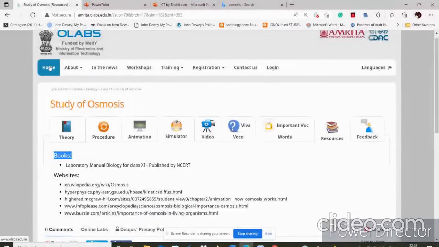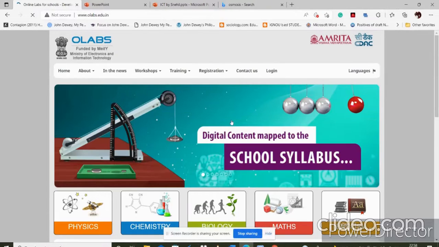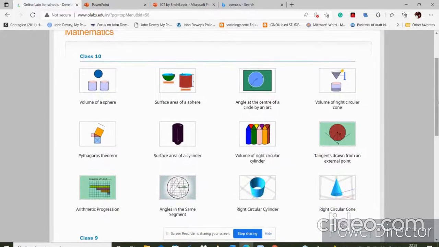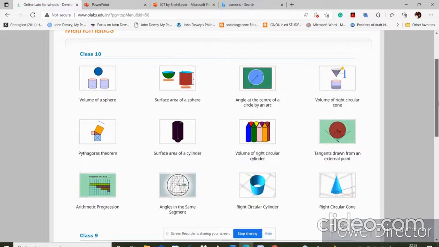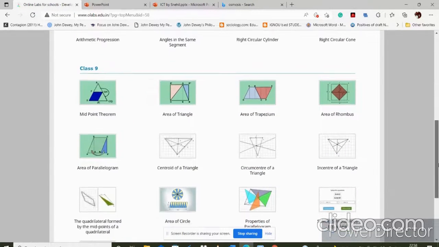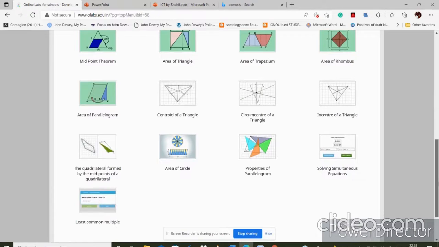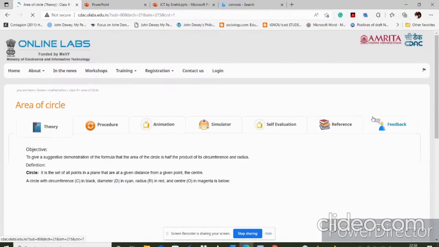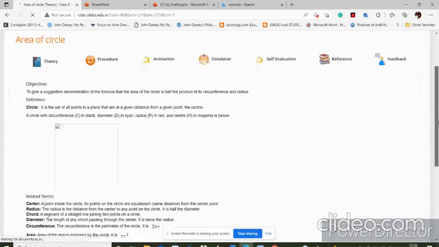In the case of mathematics and English, they provide lessons. For example, in the case of maths, as you can see, for class 10th, they provide demonstrations on volume of sphere, surface area of cylinder, angles in the same segment. For class 9th, they provide demonstrations on area of parallelogram, area of circle. For example, area of circle. Again, in this, they provide information in these sections.